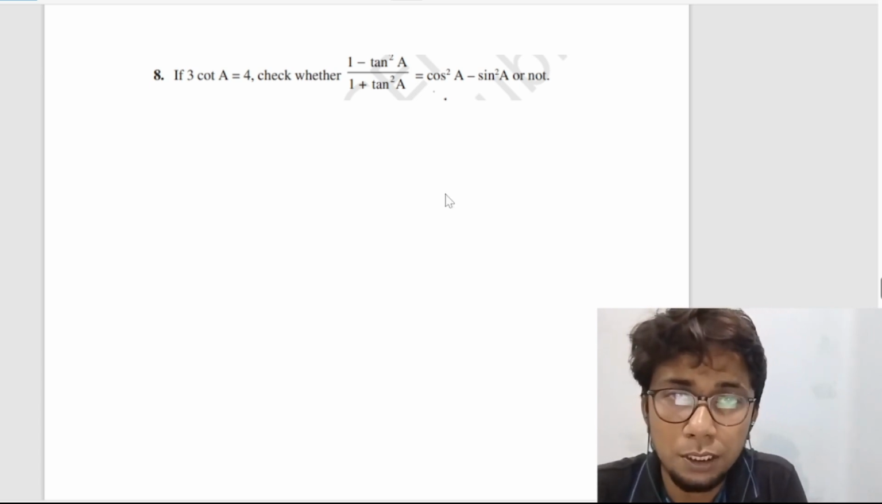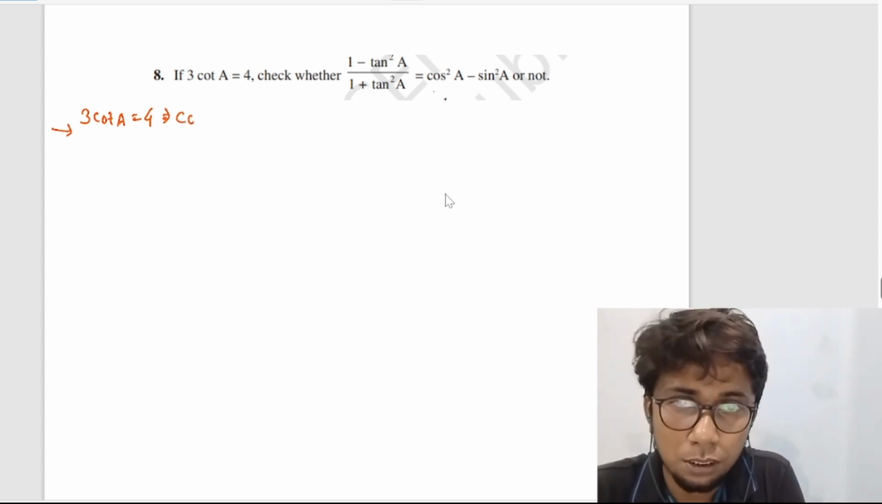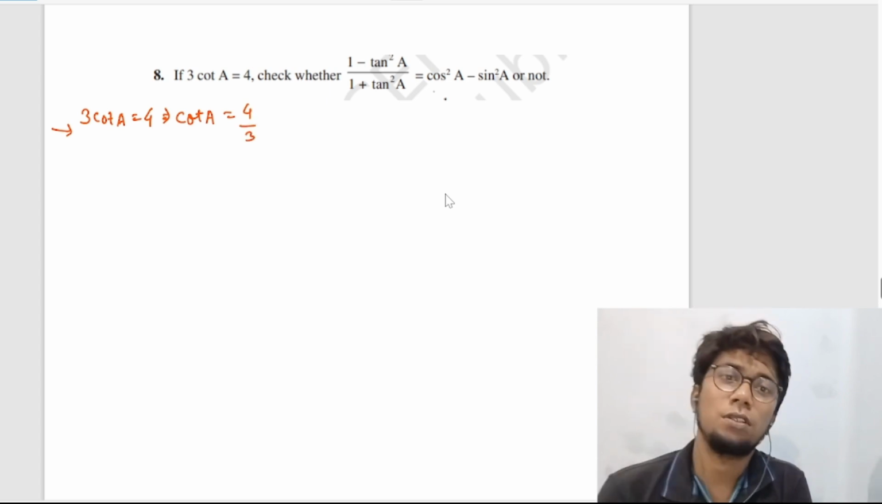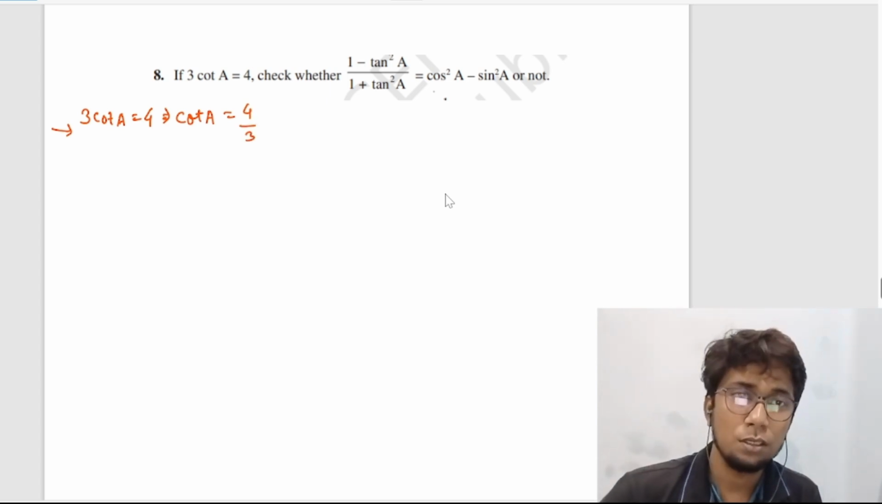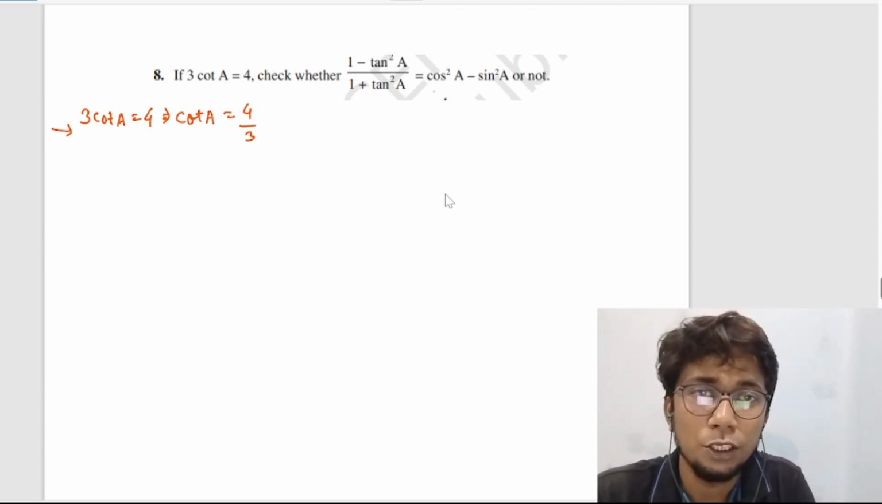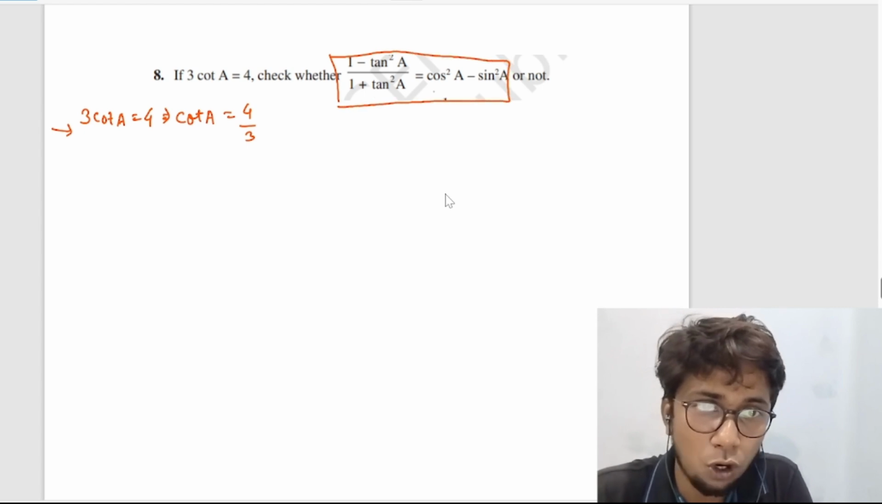So you are given 3 cot A is 4. This means cot A is 4 over 3. You have to check whether this expression, that is 1 minus tan square A by 1 plus tan square A, is equal to this cos square A minus sin square A or not.